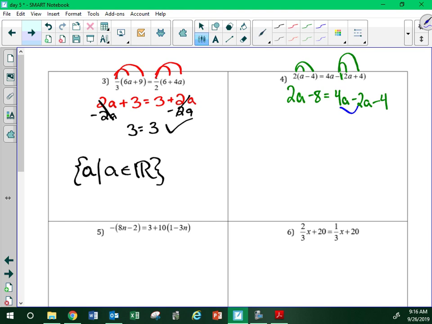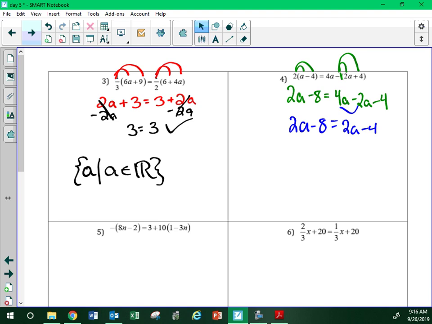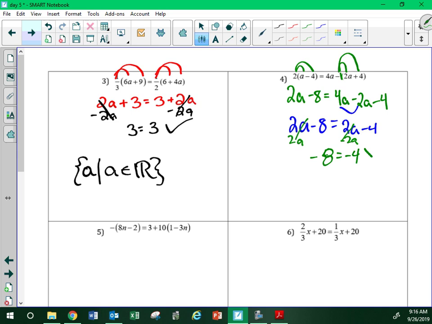Alright, let's take a look and see. So if you guys get 2a minus 8 equals 2a minus 4, and it ends up being no solution when I subtract away my 2a's, we get negative 8 equals negative 4, and that is not true. Oh, it's a no solution. We're just going to draw that fun little circle with the line through it. Yeah, you could have subtracted 2a from the other side as well.